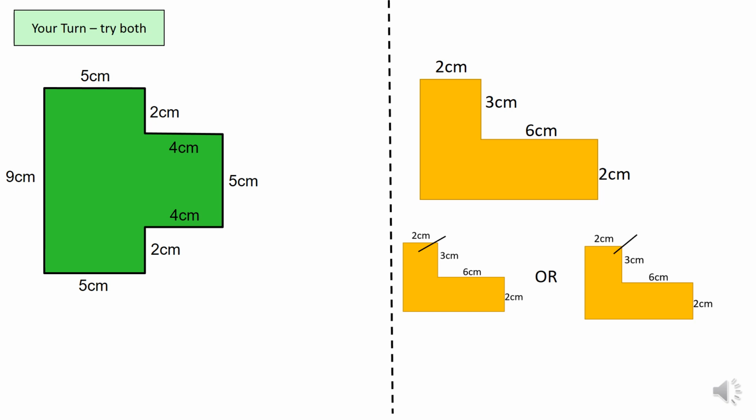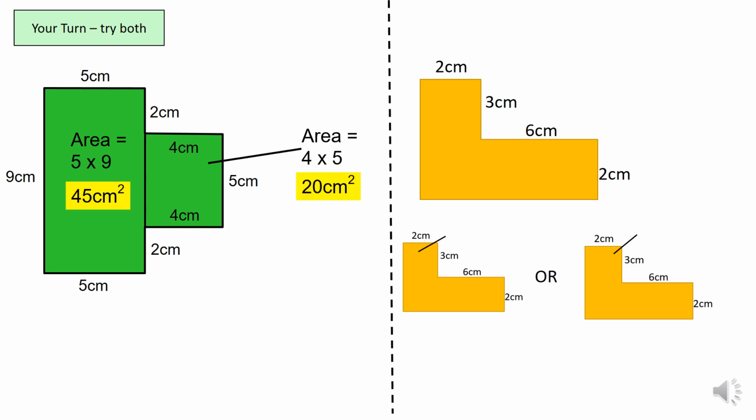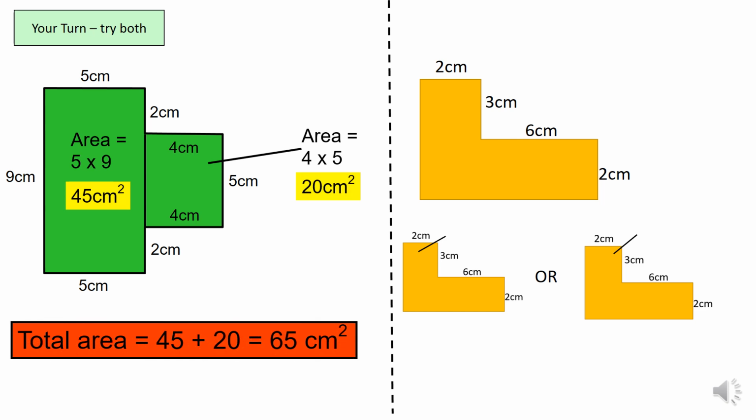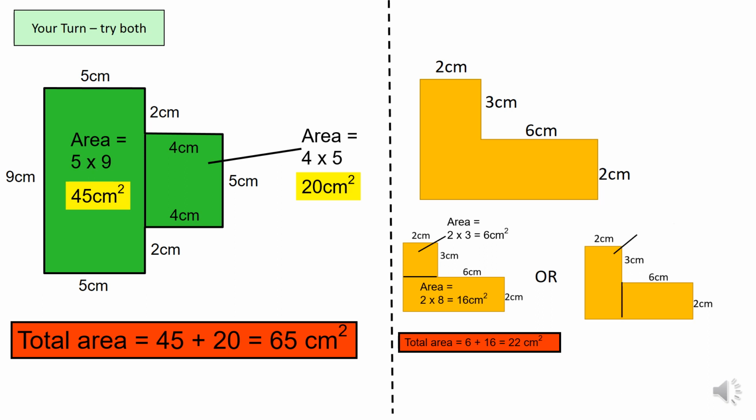Okay, so the answer for the first one, we would have done the split vertically, and we would have had an area of 45 centimeters squared and an area of 20 centimeters squared, which would have given us 65 centimeters squared. And for the second one, we would have got 22 centimeters squared this way, and if you did the split this way, we would have got 10 and 12, which would have also given us 22 centimeters squared. As long as you ended up with the 22 centimeters squared, either way is correct.